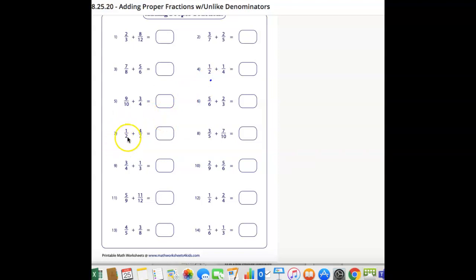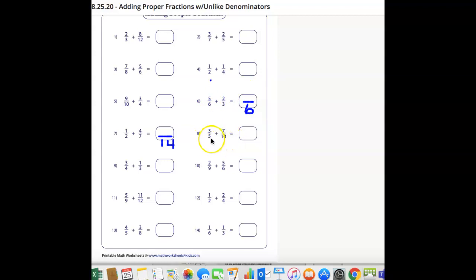So you're going to change 1/2 to 14ths, and 4/7 to 14ths, and then add them. I've given you a hint on this one: the denominator is 14. Change 1/2 to 14ths. Change 4/7 to 14ths. I've given you a hint on this one that the denominator is 6. So you're going to have to change 2/3 to sixths and then add the numerators.